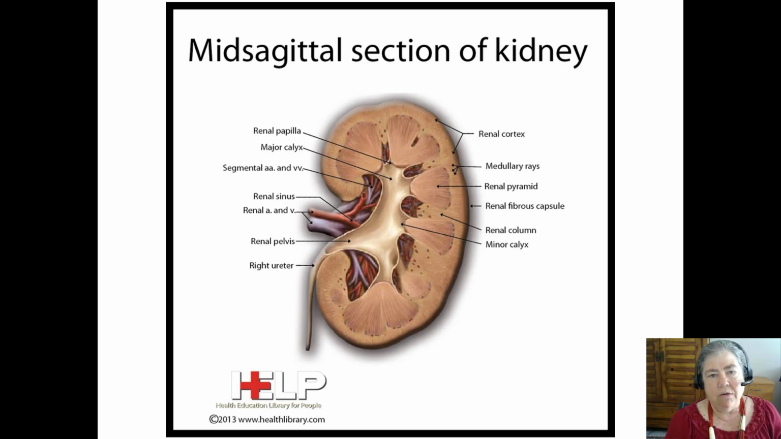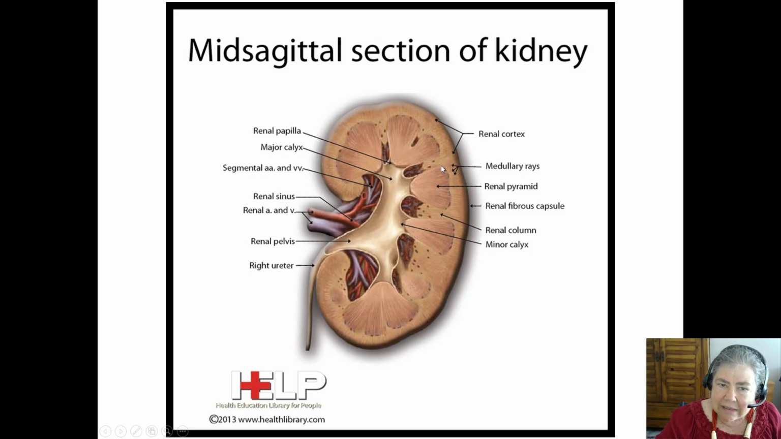This is a diagram, a drawing of a sagittal section of the kidney. So this kidney has been sliced from top to bottom, and you can see some things about this structure. The kidney is covered with a fibrous capsule, which I don't think is labeled on this diagram. So there's a fibrous covering on the outside. Immediately under the capsule is the cortex, and within the cortex is the medulla.